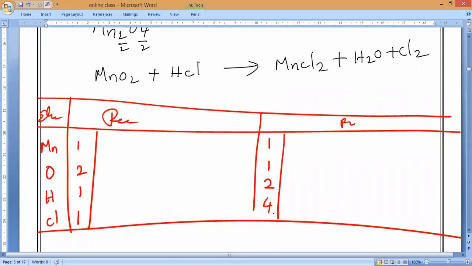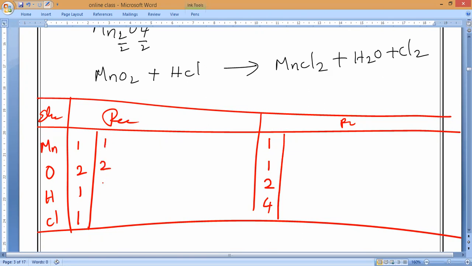So now which one will I try to balance first? What you choose first is most important. So 1, 1, 2. Which one will we try to balance, guys? Oxygen. Okay, so let us try to balance oxygen. What will come? So this side 2.